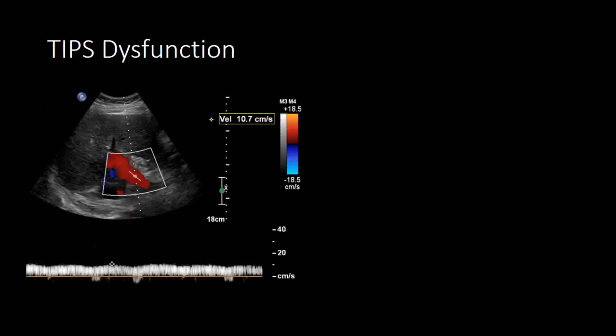Here's an example of a spectral wave Doppler evaluation of the main portal vein. We can see that the portal vein has nice antegrade flow. We can see the indicator of our angle correction properly aligned with the flow of blood, and we see that the velocity within the portal vein is calculated to be 10.7 centimeters per second.